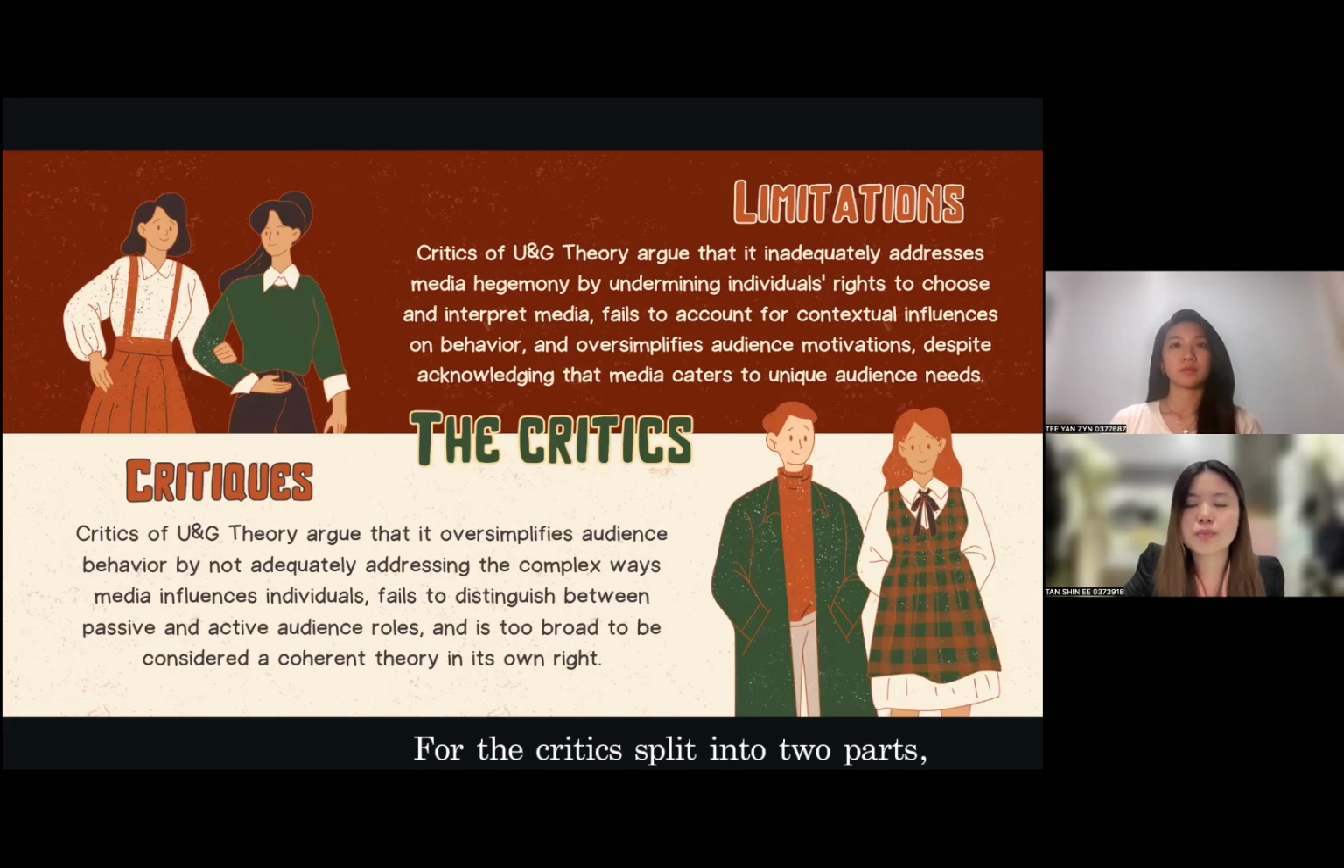For the critiques, split into two parts. The first one is limitations. Critics of UNG theory argue that it inadequately addresses media hegemony by undermining individual rights to choose and interpret media, fails to account for contextual influences on behavior, and oversimplifies audience motivations, despite acknowledging that media caters to unique audience needs. And the critics also argue that it oversimplifies audience behavior by not adequately addressing the complex ways media influences individuals, fails to distinguish between passive and active audience roles, and is too broad to be considered a coherent theory in its own right.